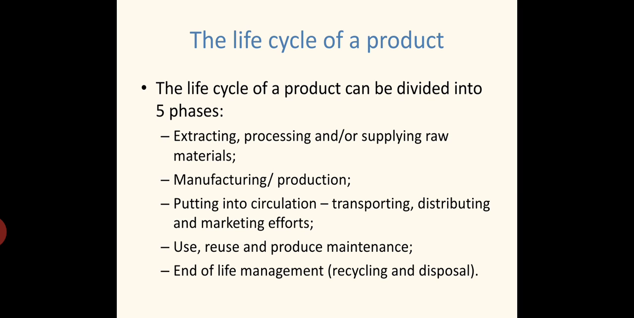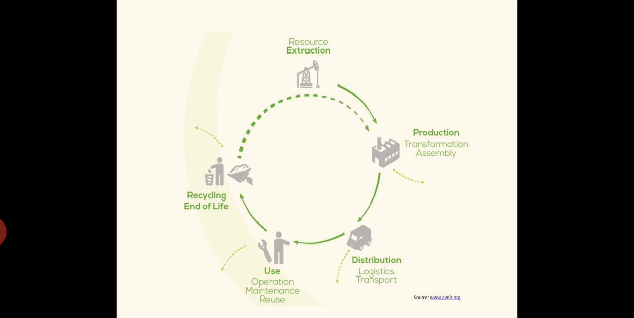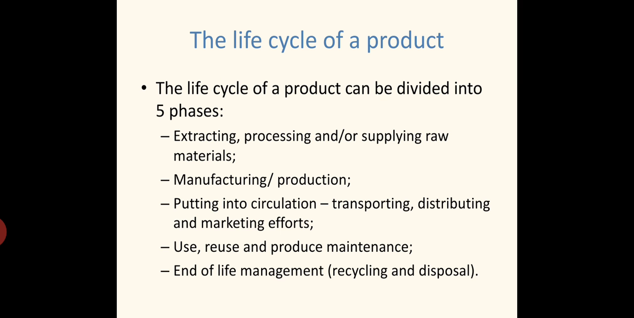Anyway, all these, extracting, processing, supplying raw material, are related to the initial phase of the product. So that is what is shown here. Simply it is altogether known as resource extraction. So resource extraction can be either extracting from the environment, or processing, or supplying raw material.